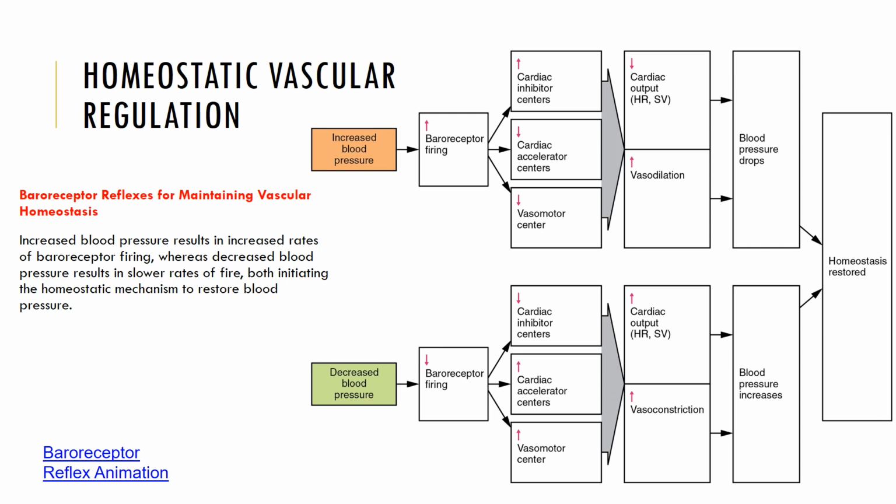When they detect a decrease in blood pressure, they send a signal to the hypothalamus, which in turn triggers vasoconstriction, an increase in heart rate, and then a subsequent increase in cardiac output. And you can see how those differences are outlined here in the slide.